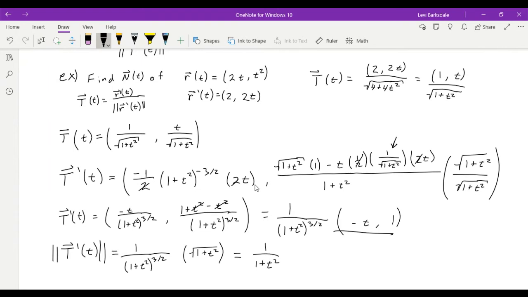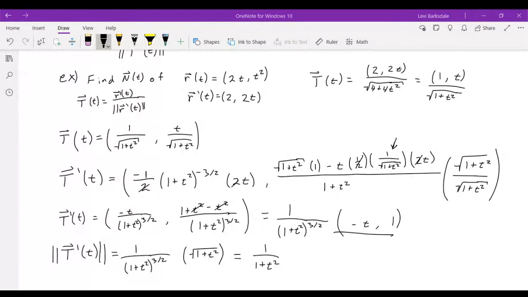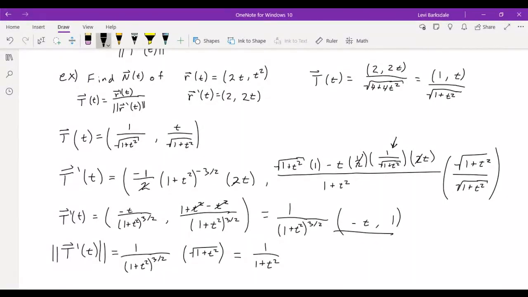Just double checking all my work here. I don't think I made any mistakes. If you do see something, just call me out on it. Let's see. So we started out with, got our unit tangent, and that looks good. So, all right.